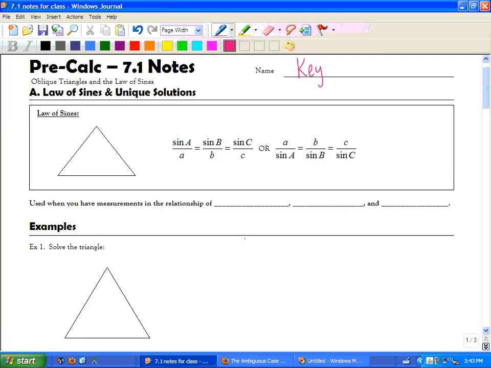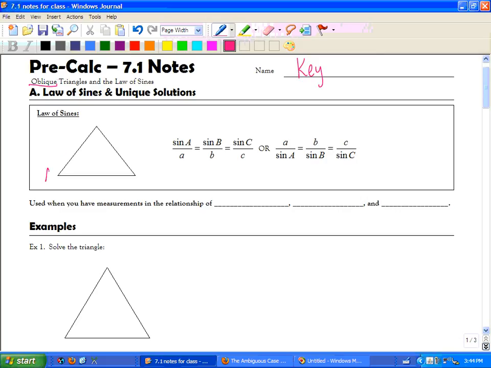In this section, we're going to talk about the law of sines. So first of all, to set up the law of sines, it does not have to be a right triangle. This will work on any triangle. That's why this section is talking about oblique triangles, which basically means any triangle in the law of sines.